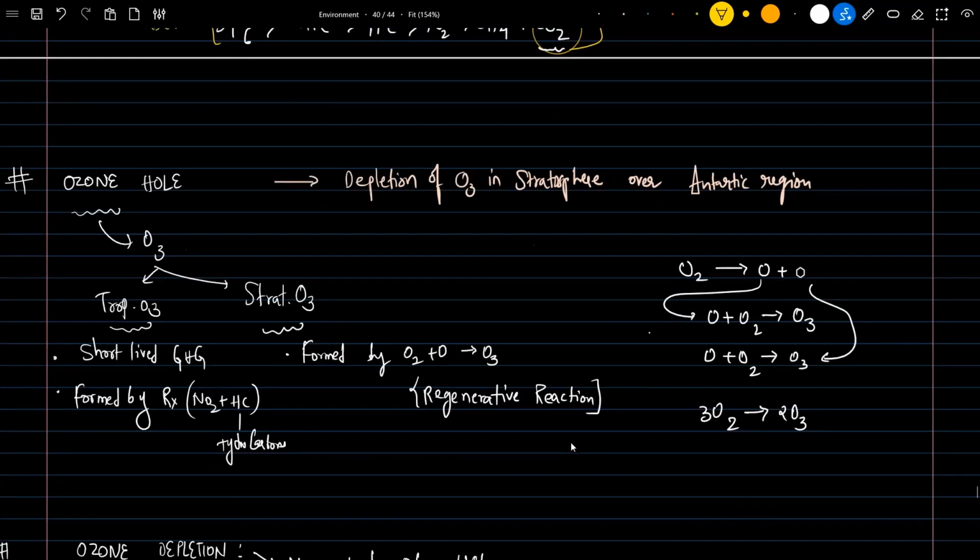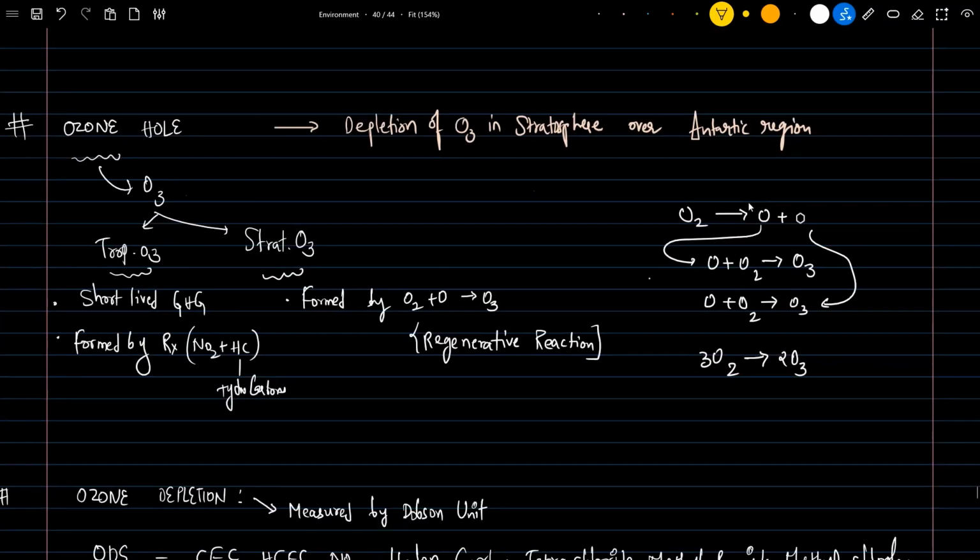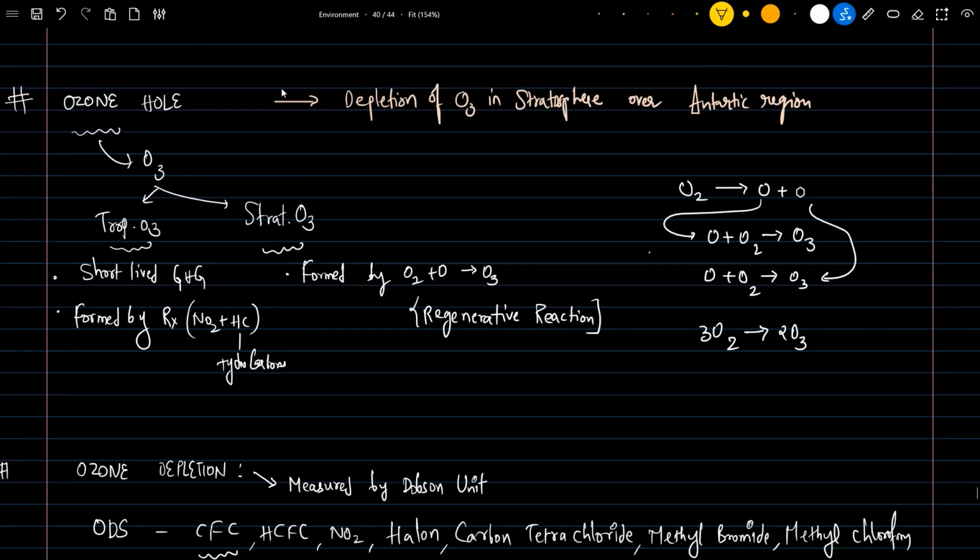Next, we will understand the concept called the ozone hole. Before that, what do we mean by ozone hole? Hole does not literally mean there is a hole, but it means depletion of ozone in the stratosphere, majorly over the Antarctic region, because the depletion of ozone majorly happens at Antarctic rather than Arctic region.